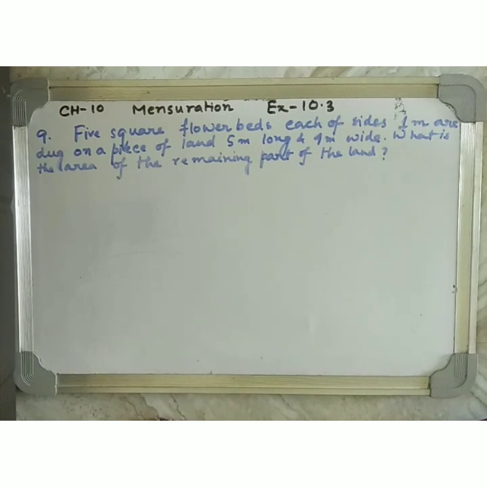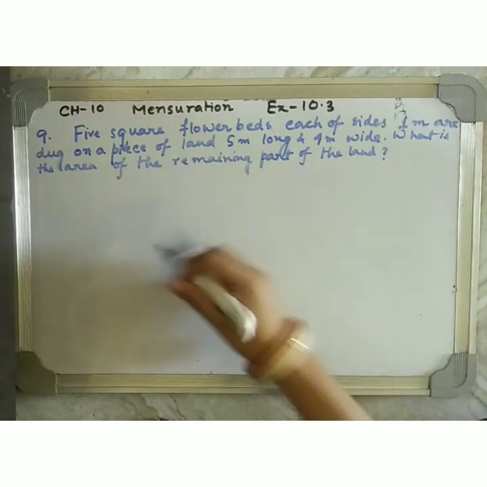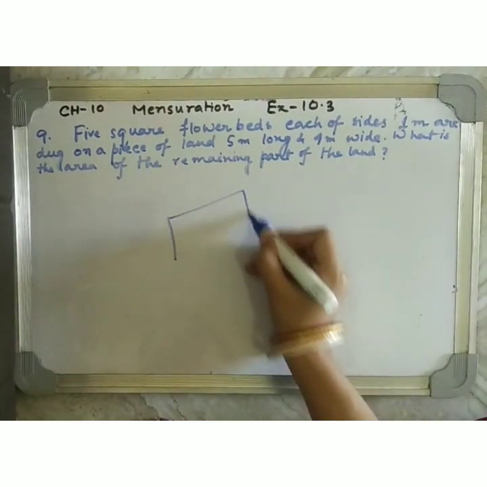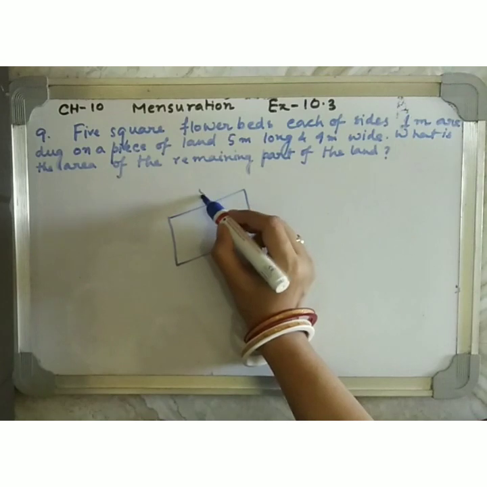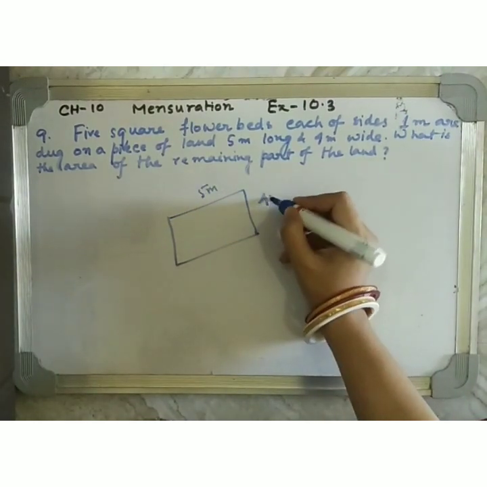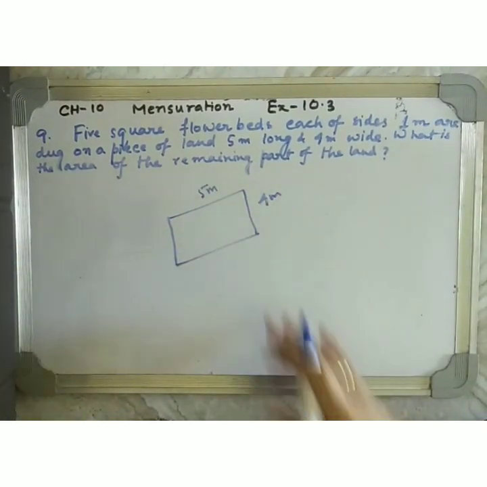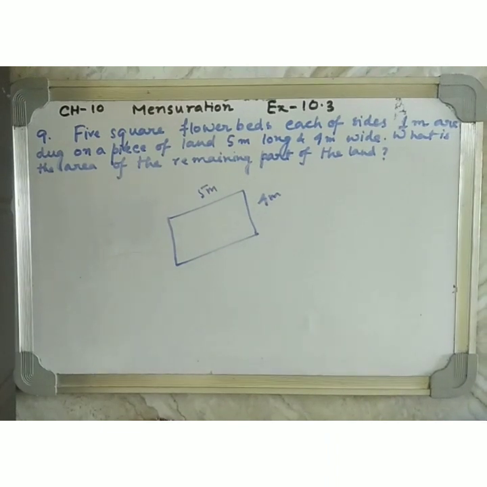First, it is written in the question, 5 square flower beds each of sides 1 meter are dug on a piece of land 5 meter long and 4 meter wide. What is the area of the remaining part of the land? Now see, this is a land which has 5 meter length and 4 meter breadth. In this rectangular land, 5 square flower beds, each of sides 1 meter, are dug.